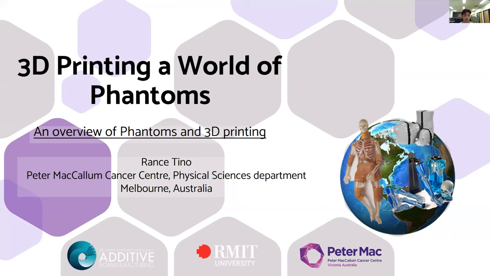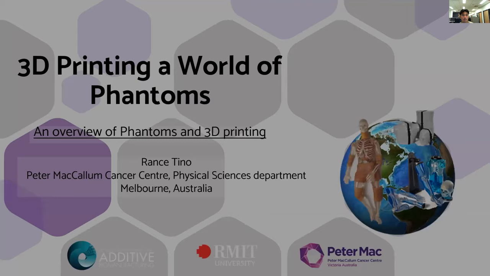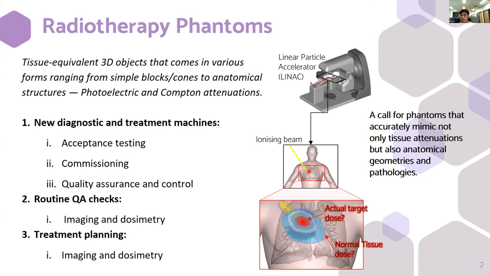Today I'll be presenting an overview of radiotherapy phantoms and 3D printing technology. The radiotherapy phantoms, as we know, consist of tissue equivalent materials that are molded and cast as simple geometries such as blocks and cones, to more sophisticated human-like anatomical geometries. These materials emulate human tissues well in terms of their known photoelectric and Compton attenuations. These phantoms are used for the acceptance testing, commissioning, QA and QC of new diagnostic and treatment machines.